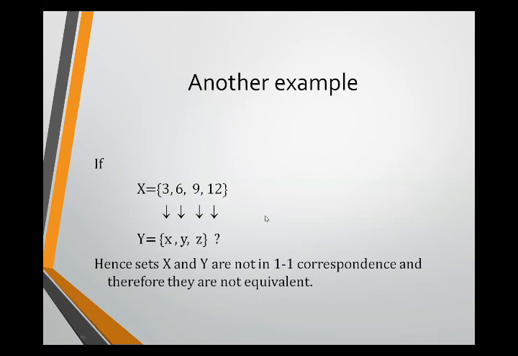So such kind of sets, the sets X and Y, are not in one-to-one correspondence, and therefore they are not equivalent. As you can see, set X has 4 elements, 1, 2, 3 and that's it, 4 elements. And set Y having elements x, y and z means there are 3 elements. So they are not equivalent sets and we must not establish one-to-one correspondence.